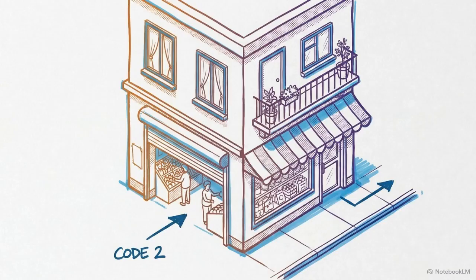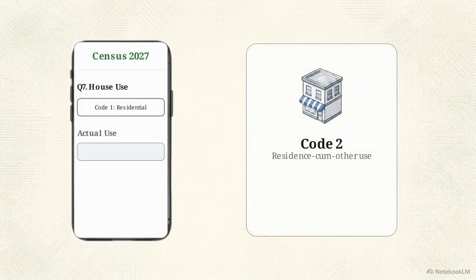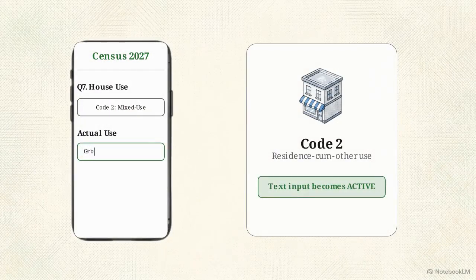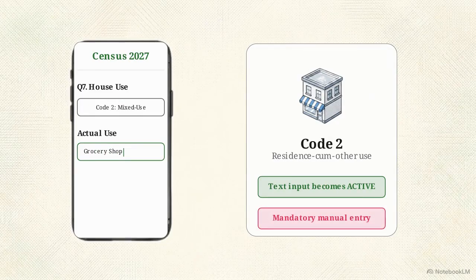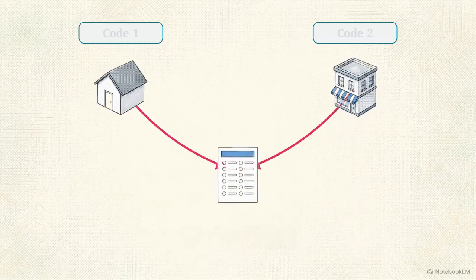Now, let's change the scenario. You arrive at a building serving as a home, but it also has a storefront or a small workshop attached. Because this property has a mixed use, you will select Code 2. Unlike the previous example, selecting Code 2 keeps the Actual Use text box enabled. Here, you must manually type in exactly what that secondary use is. The underlying task remains the same for both scenarios, whether you log a pure residence with Code 1 or a mixed-use property for the people living there.